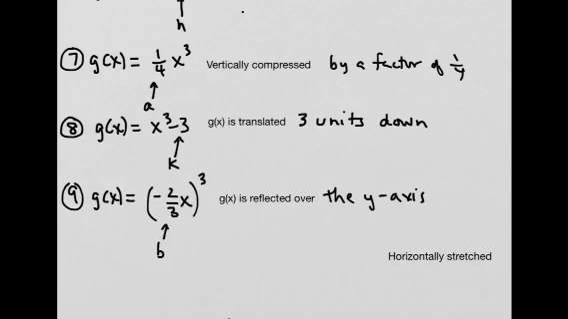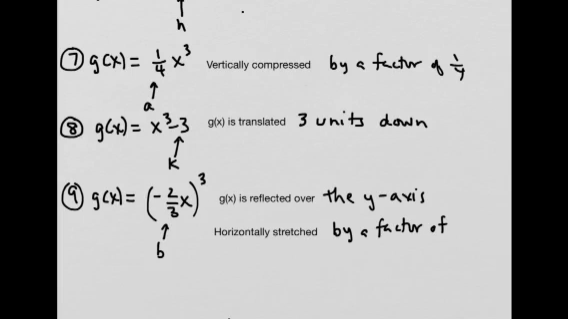and because b is between 0 and 1, the 2/3 is less than 1, remember it's counterintuitive. So for this one, we're going to say that it's horizontally stretched by a factor of 3/2. Because remember how we take the reciprocal of b? So horizontally stretched by a factor of 3/2. Okay, so that's all the homework.